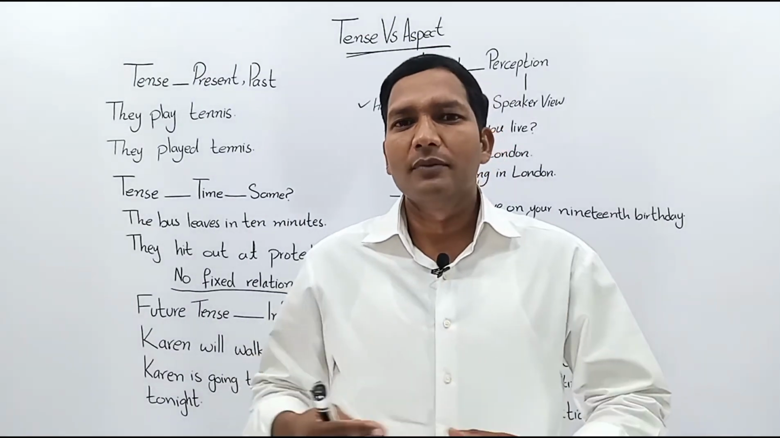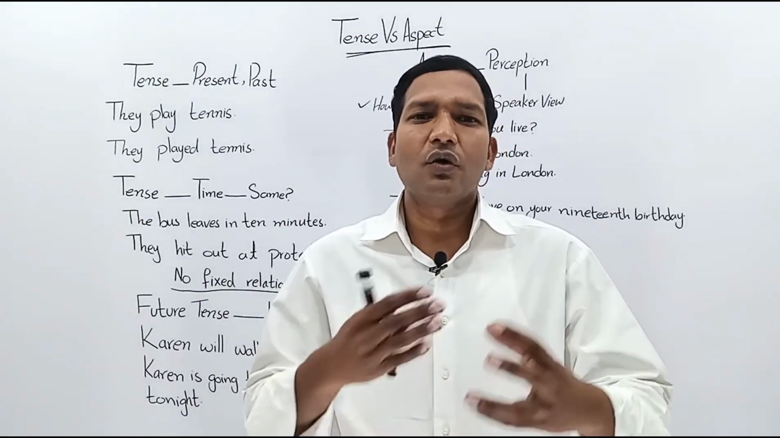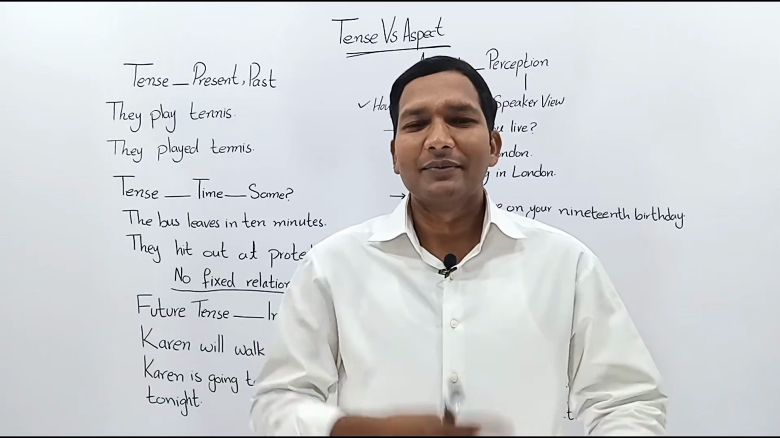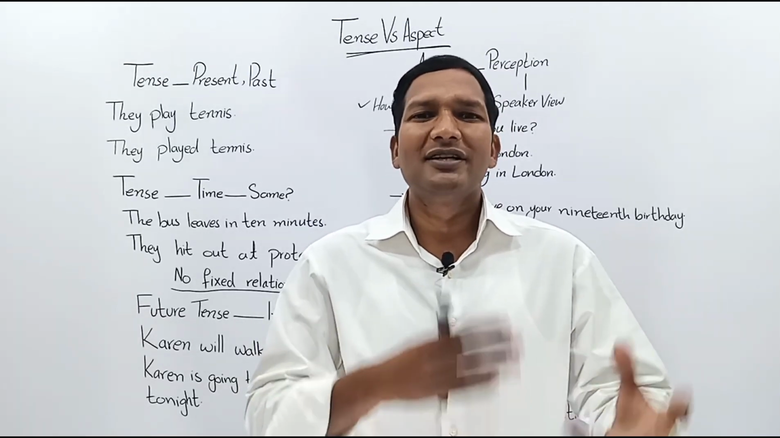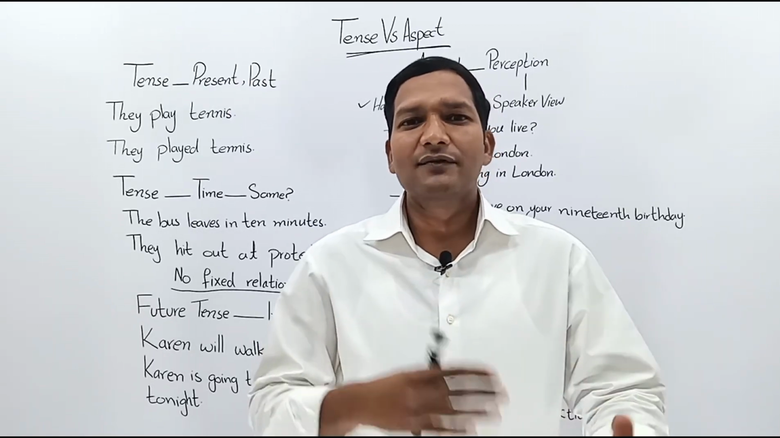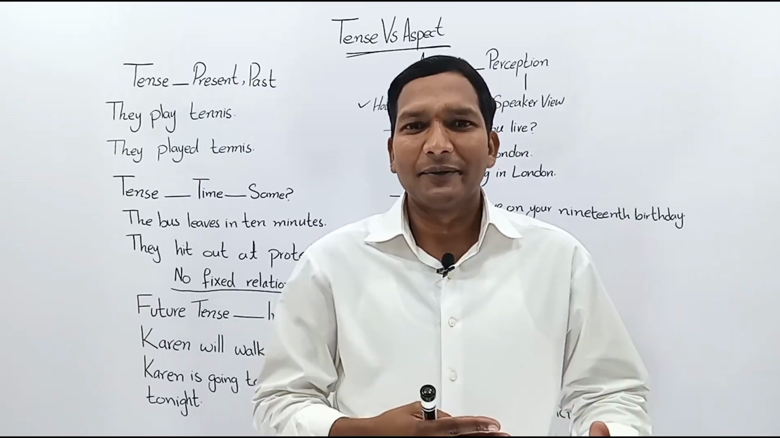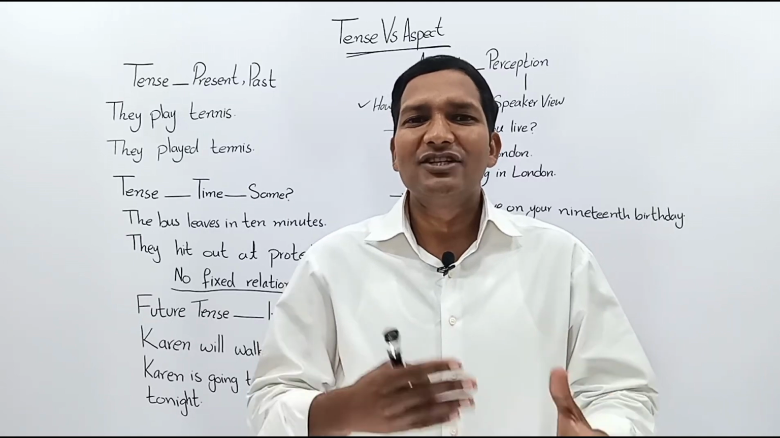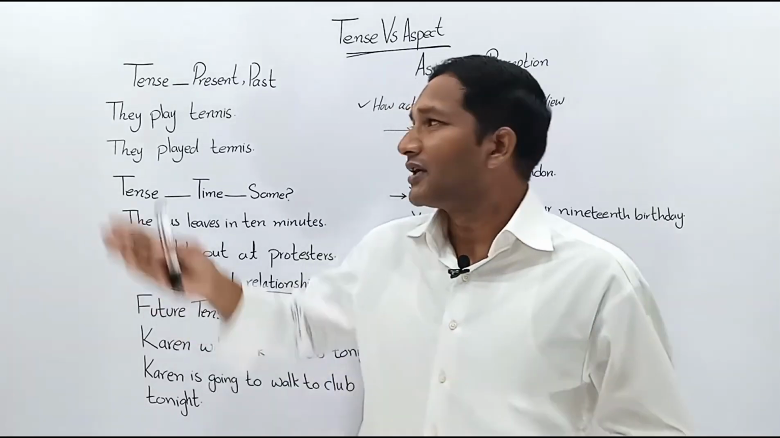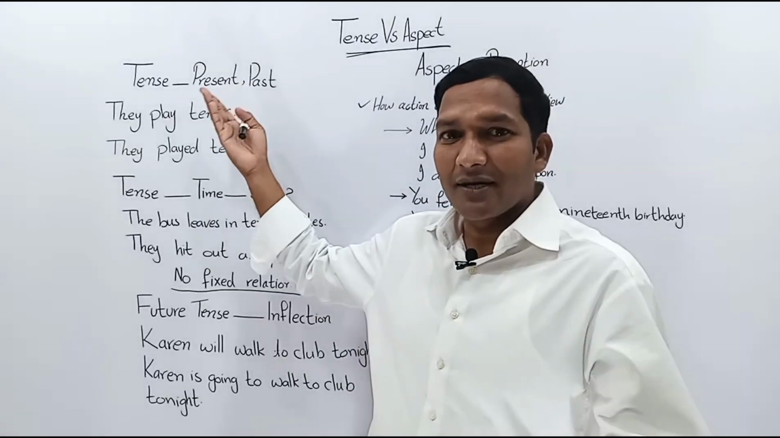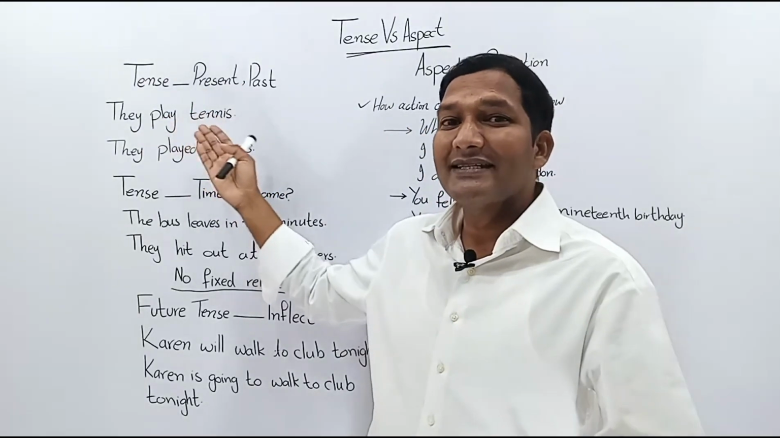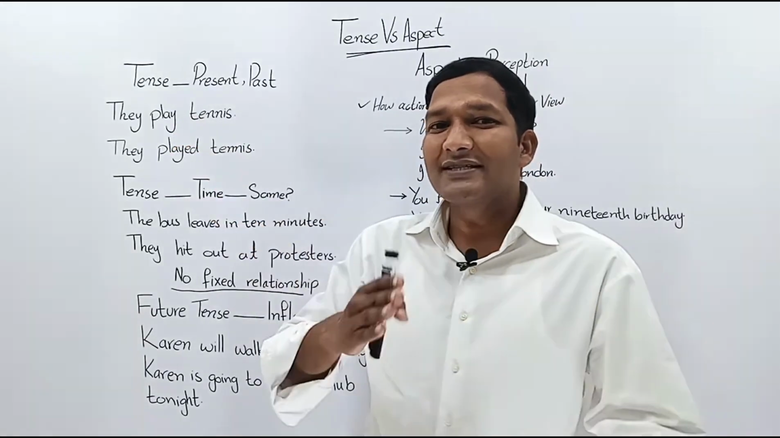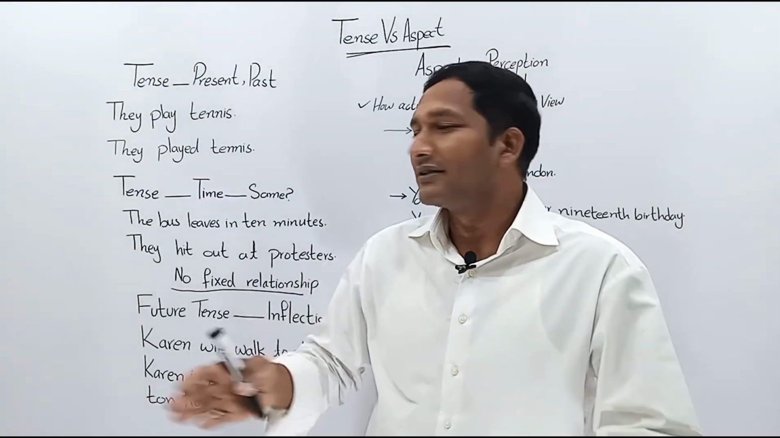Tense is the form of verb which tells us about the location of an event or an action in time. It tells when an action takes place in a specific or particular period of time or at a specific or particular point of time. Unlike other languages, English has just two tenses, present and past. For example, they play tennis. They played tennis. Now we will discuss the next point.